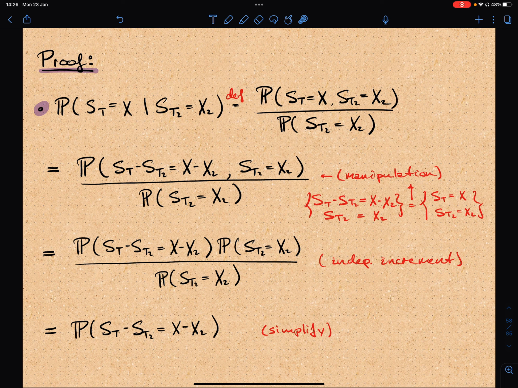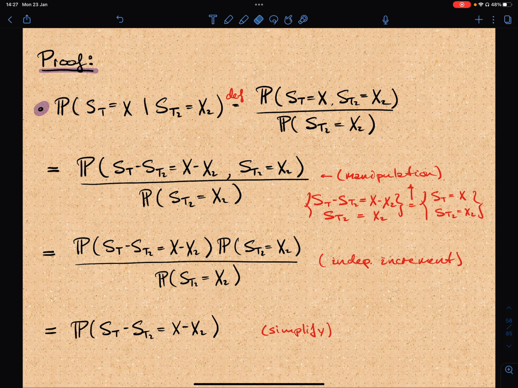I start with the right-hand side. It's the most straightforward. The computation is essentially the same for both sides. So this one is, I believe, easier to follow. The probability that you're at location X at time t, given that you're at location X2 at time t2, is by definition given as this ratio of probabilities.